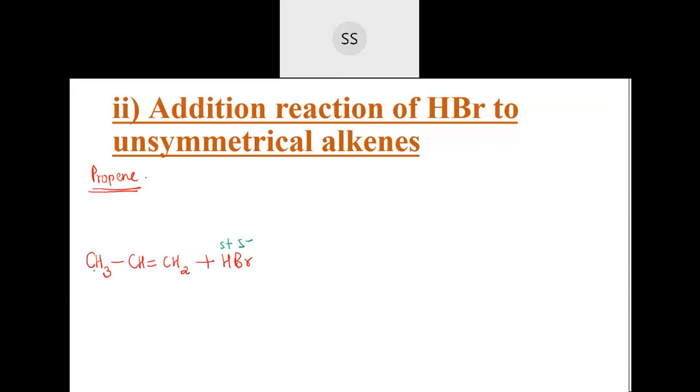Now between this, the shifting of the pi bond can happen to either of the carbons. Either it can come to this carbon or it can go to the other carbon. So I will write both the possibilities by shifting that pi bond. First I will shift this pi bond towards this carbon.